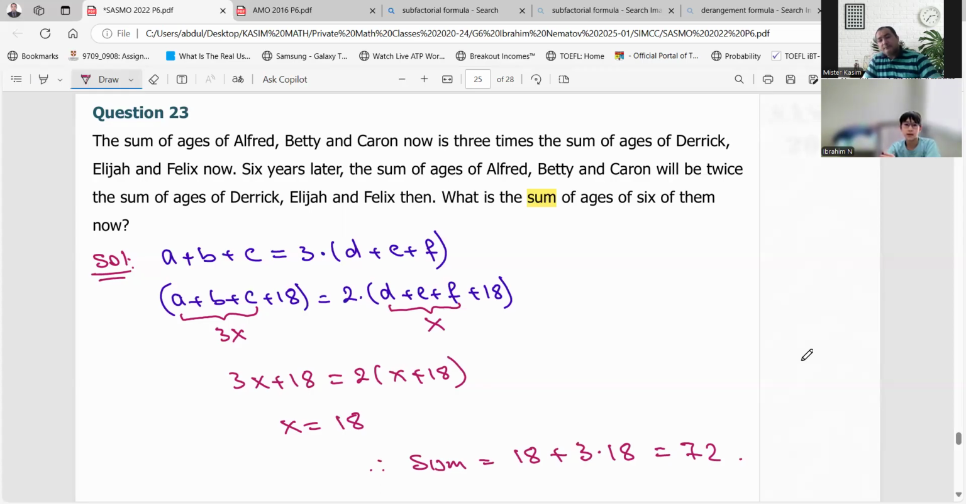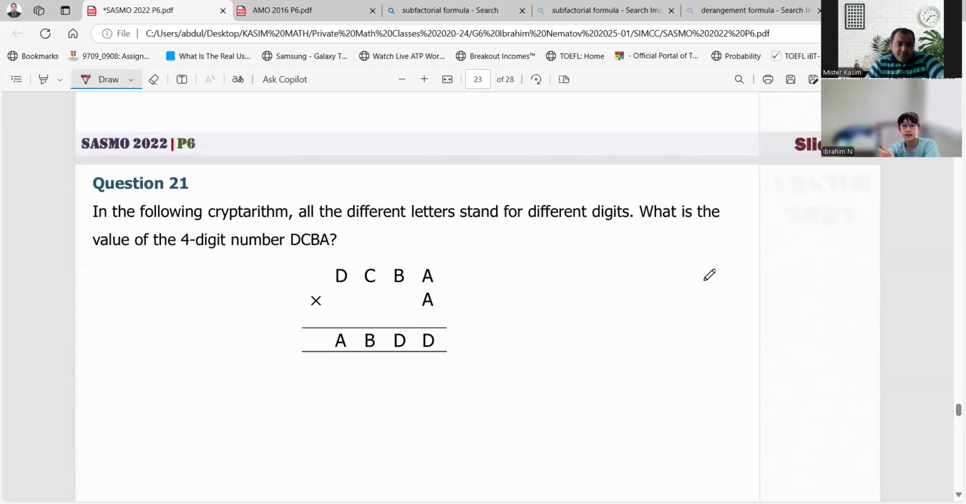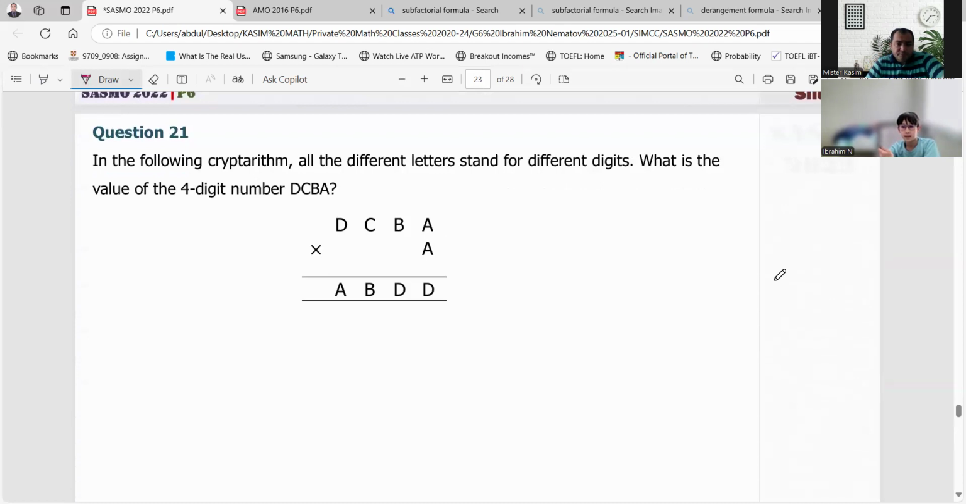Okay. Wait, Ibrahim, what about question 21? Question 21 is about cryptography. So what did you get? Well, I tried solving it, but I literally had no idea. After a few steps, I just wrote 0 because I didn't know. 0 for DCBA. Why don't you write an actual four-digit number? Because DCBA is a four-digit number, right?